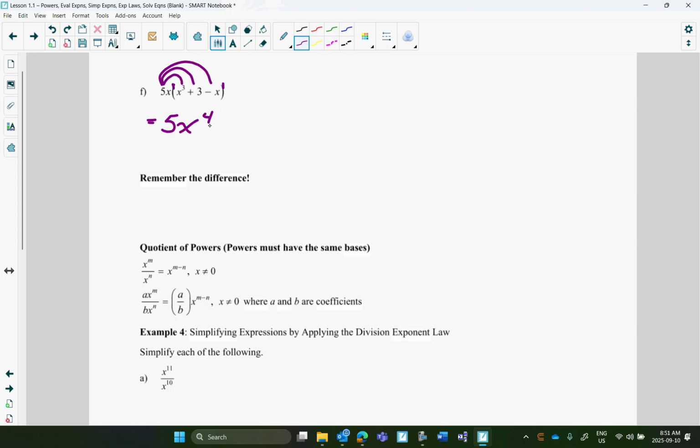5x to the first times 3 is 15x. And then you've got a minus 5x to the first, squared. And remember, we can't put these together. We can't add and subtract them into one unless they have the same exponents, and these don't. We can multiply them, but we can't add them.